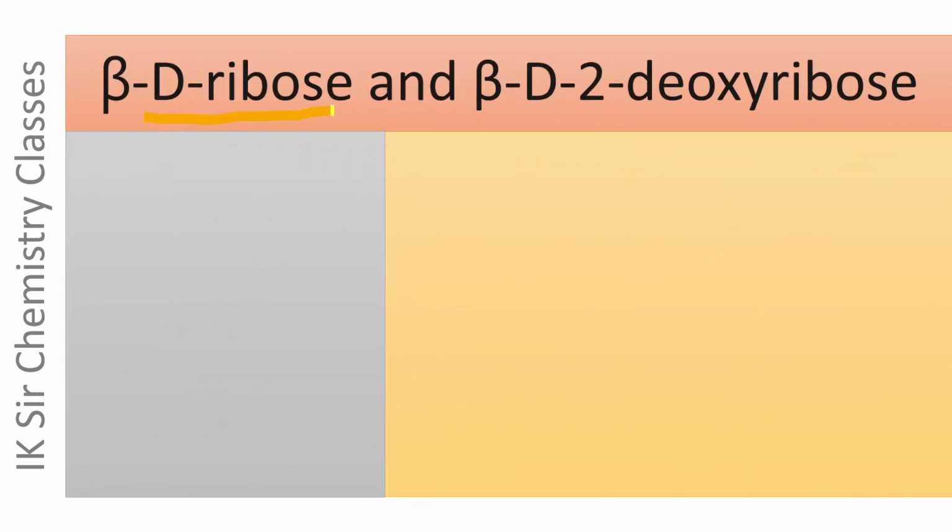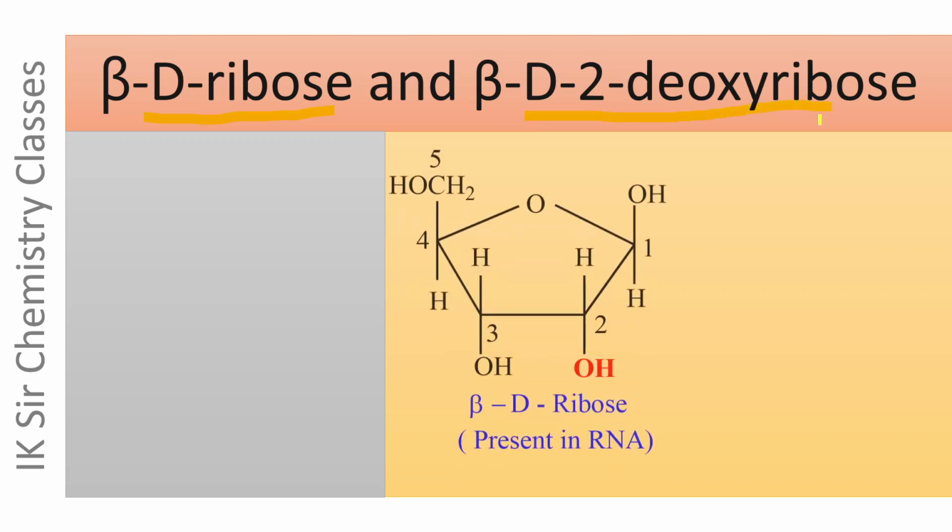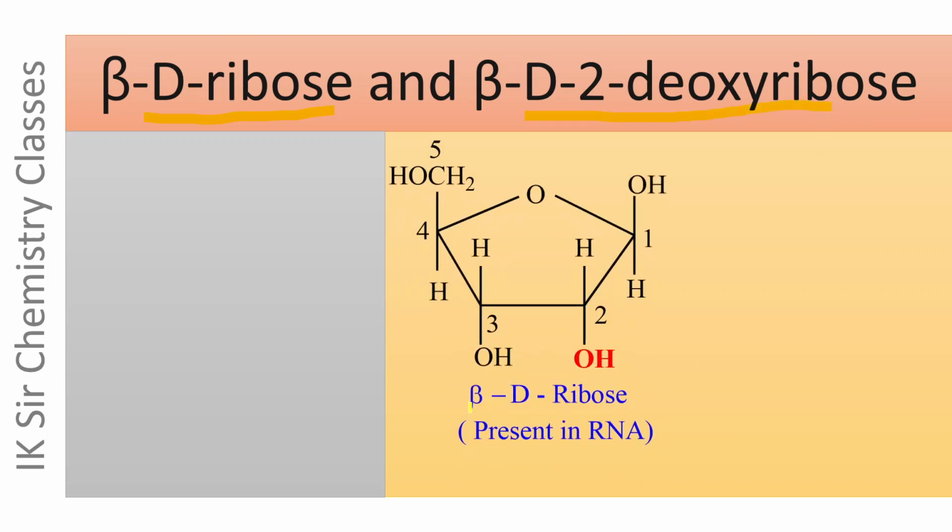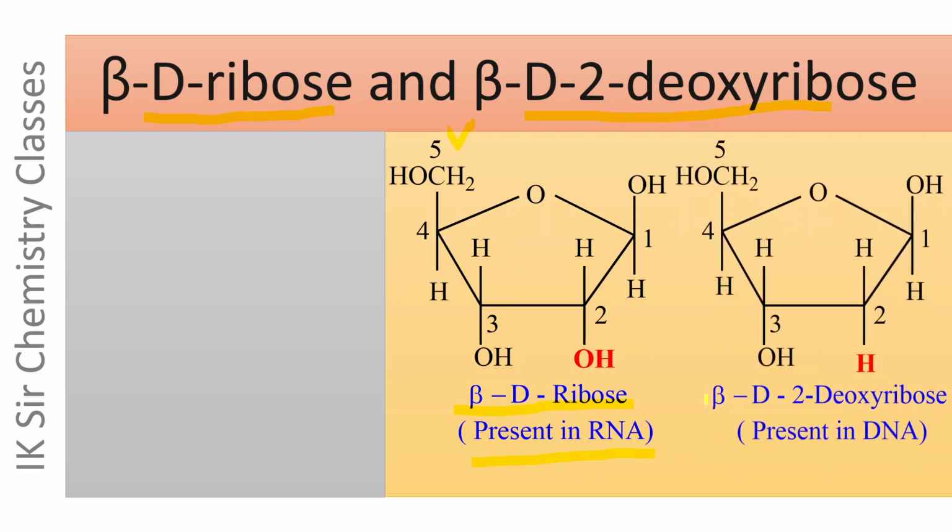Beta D-ribose and beta D-2-deoxyribose. This is the Haworth projection formula of beta D-ribose, which is present in RNA. It is a carbohydrate containing 5 carbon atoms. It has a 5-membered heterocyclic ring, and this is the structure for beta D-2-deoxyribose. It is the pentose sugar present in DNA.